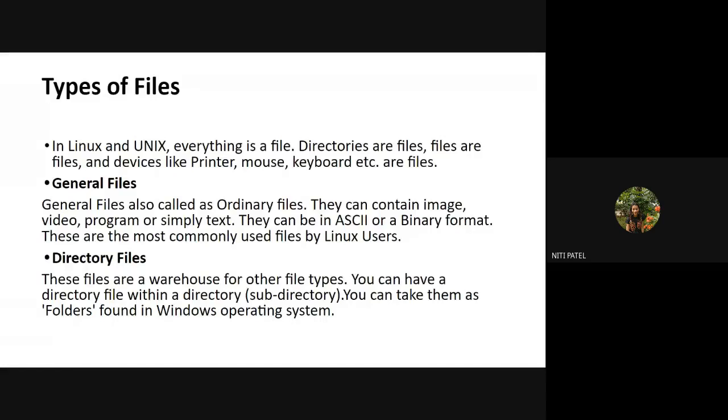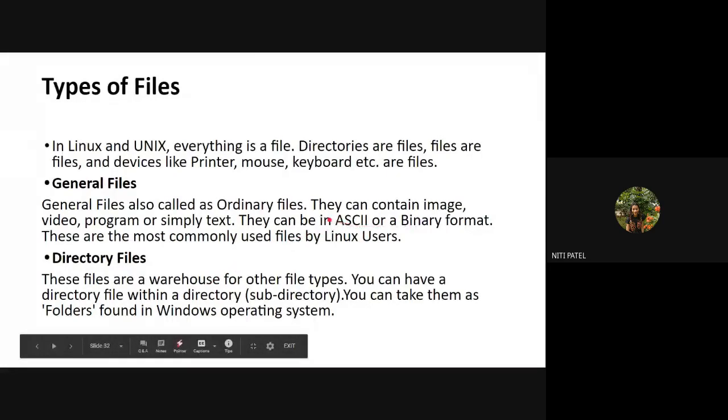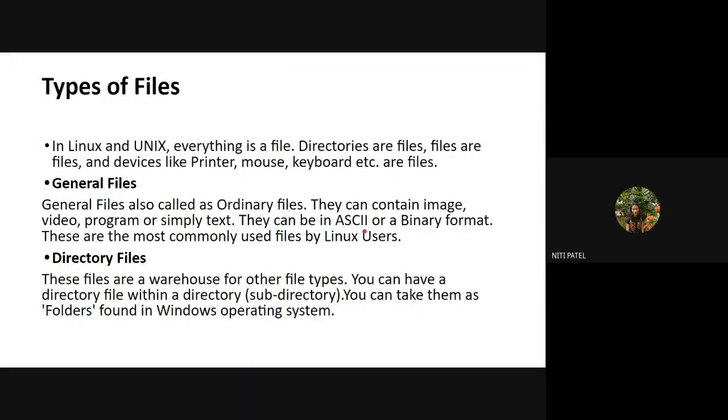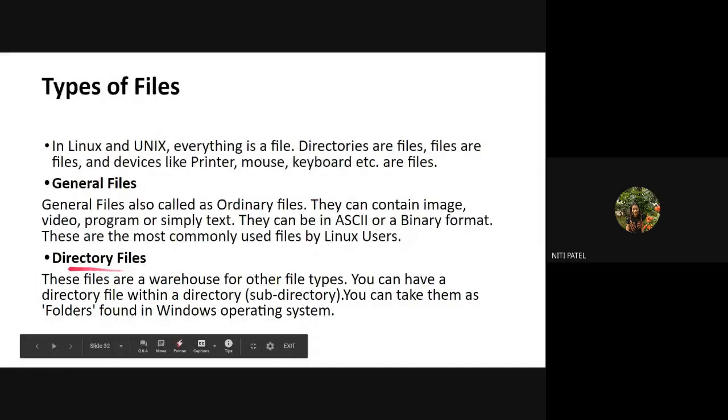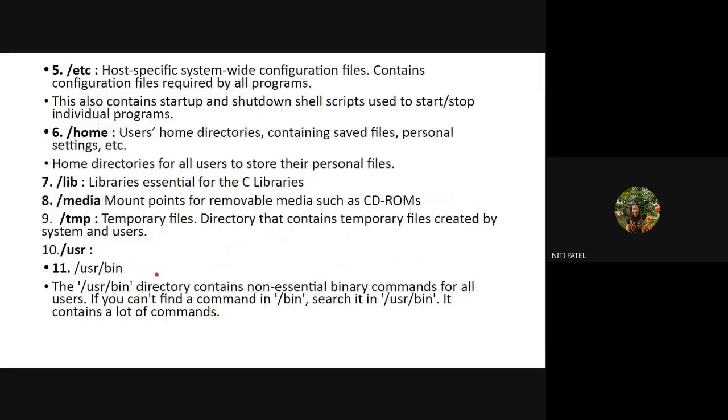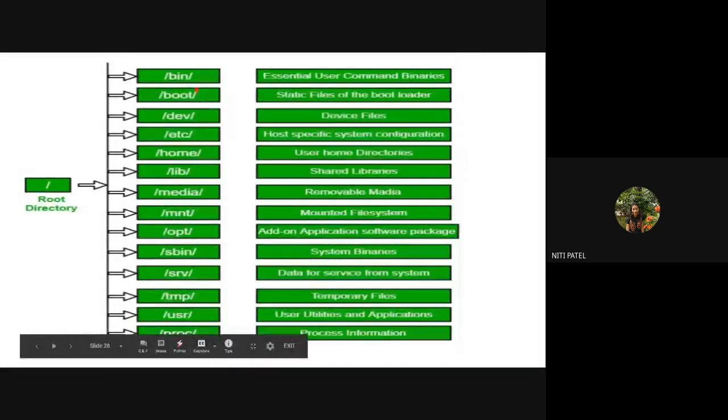How are those files stored inside the system? They will be stored either in the binary format or in the ASCII format. But when it is retrieved to the user, it will be in the normal human readable text format. But for the system use, it is always either in binary or in ASCII format. Then we have directory files. What are directory files? These are all considered to be directory files.